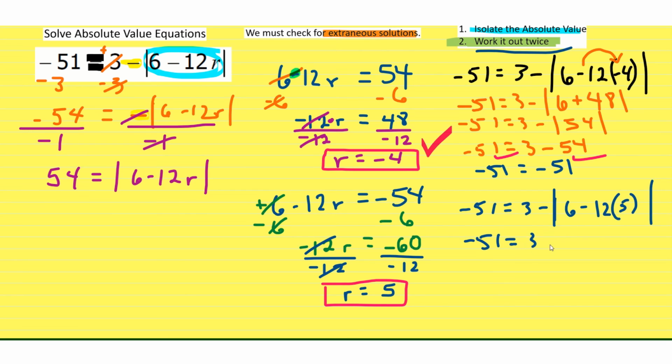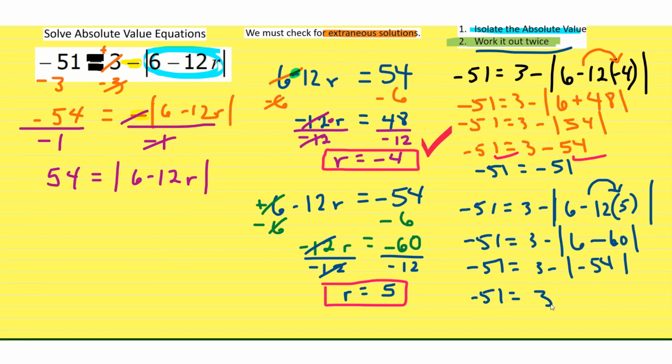Okay, keep working it down. Then I need to complete everything inside the absolute value sign. So negative 12 times 5 would be negative 60, so it'd be 6 minus 60. Now what is 6 minus 60? 6 minus 60 is going to be negative 54. And negative 51 is equal to 3 minus the absolute value.